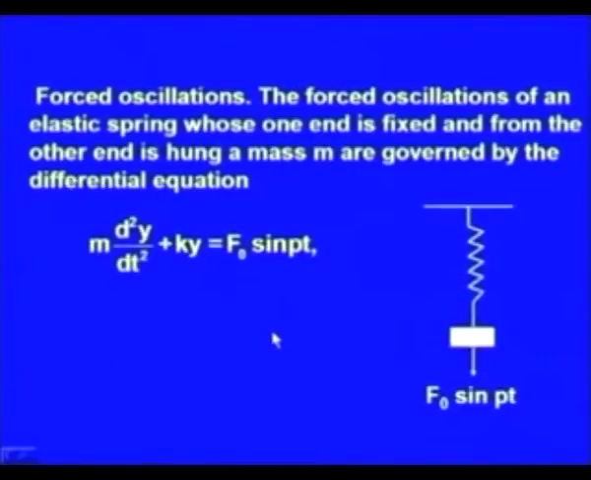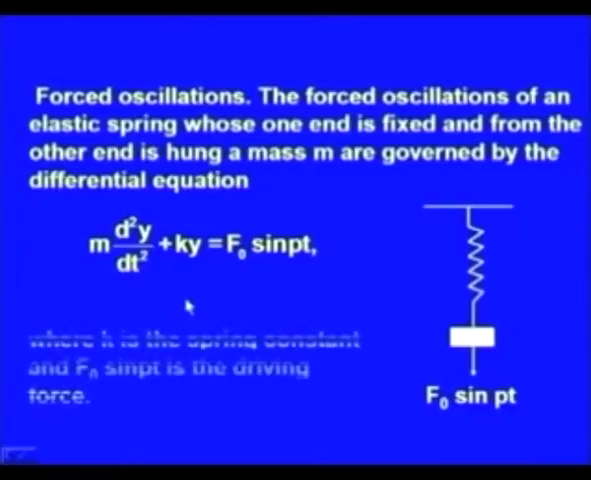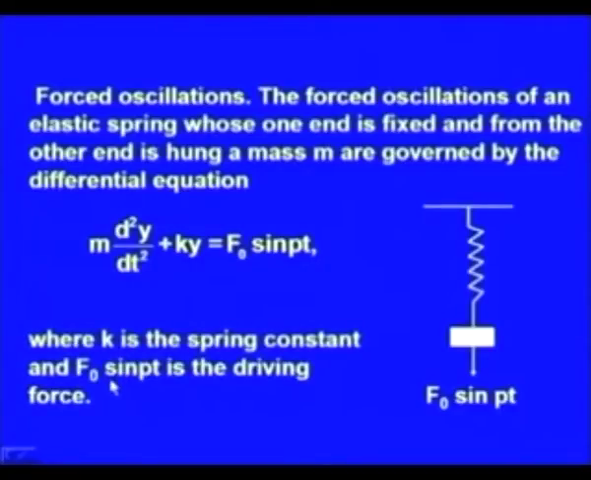Now, let us discuss the case of an elastic spring whose one end is fixed and from the other end is hung a mass m. Such a problem is governed by this differential equation, m d square y over dt square plus k y equal to F naught sin p t, where k is the spring constant and F naught sin p t is the driving force. Because of this force, y is the displacement of the mass m at time t.